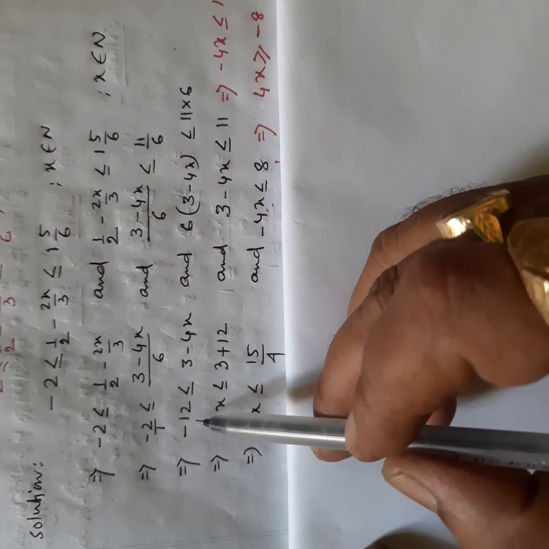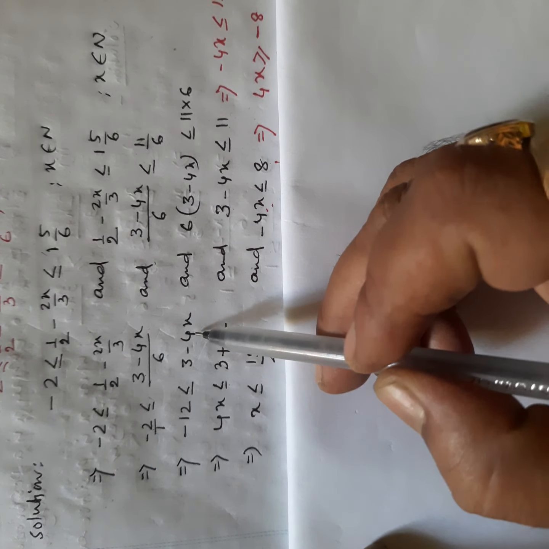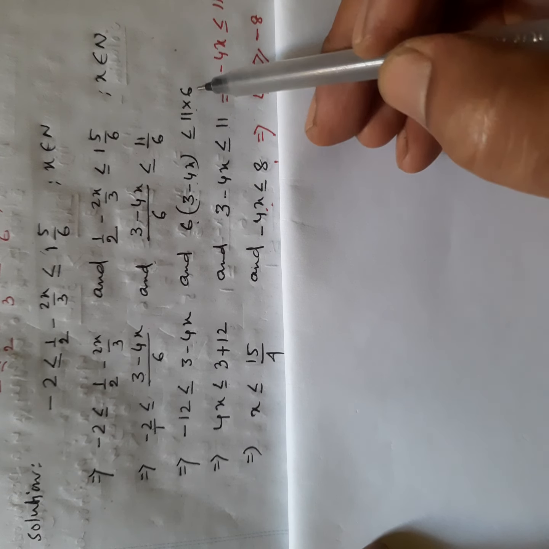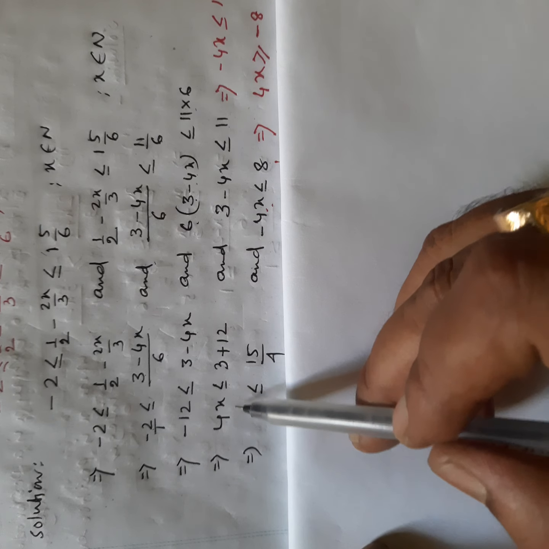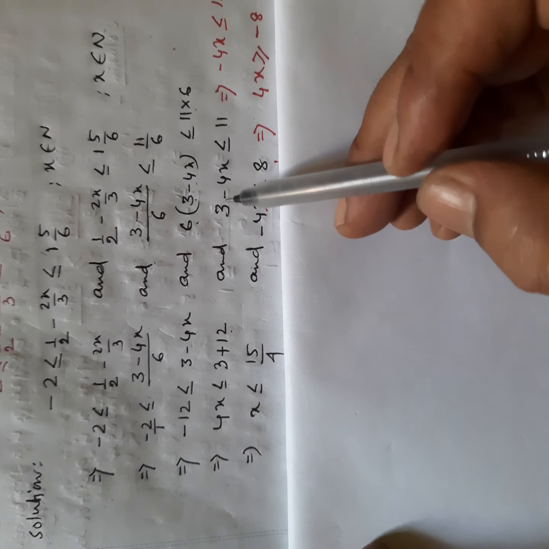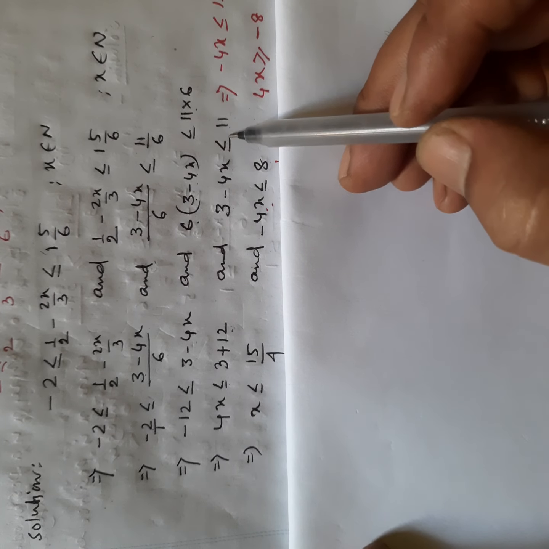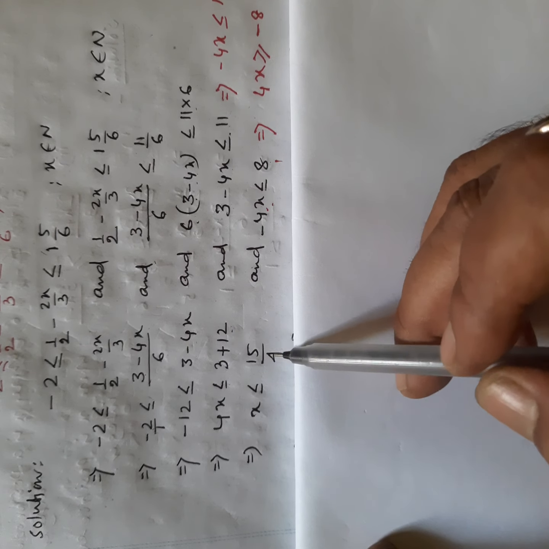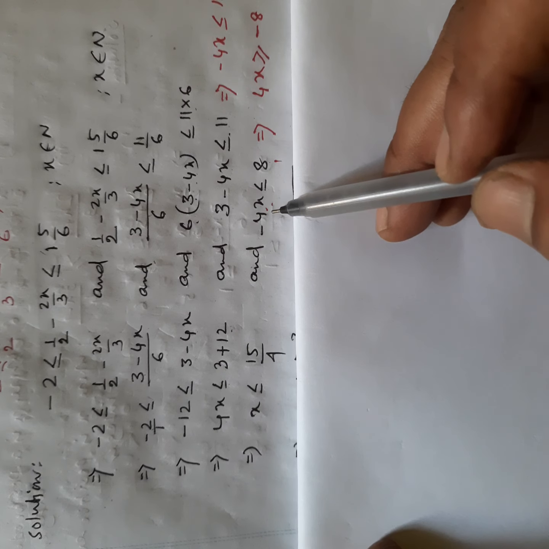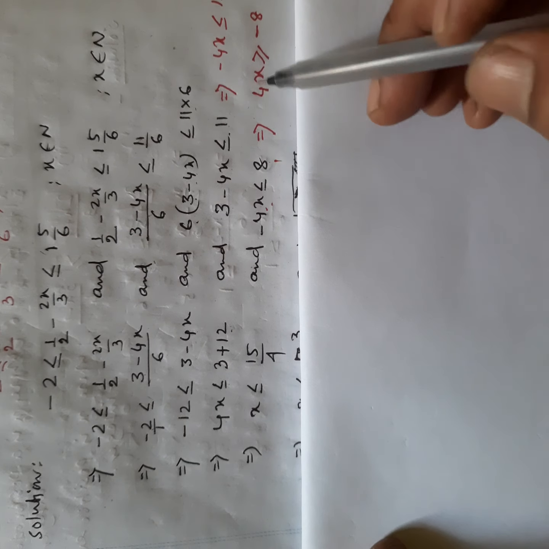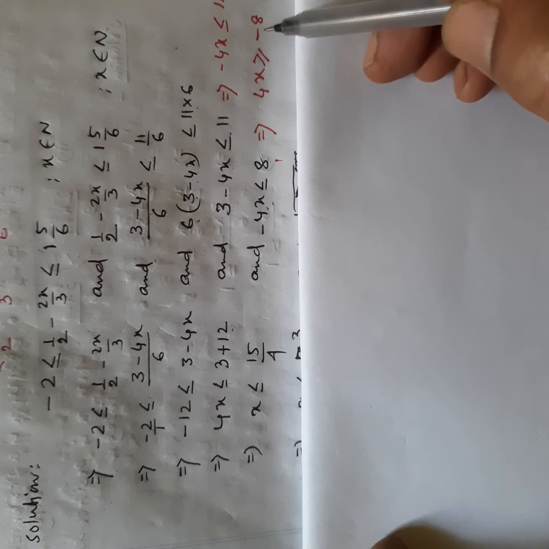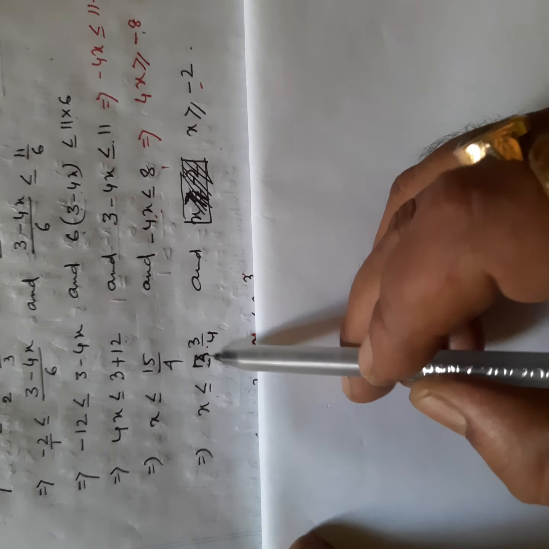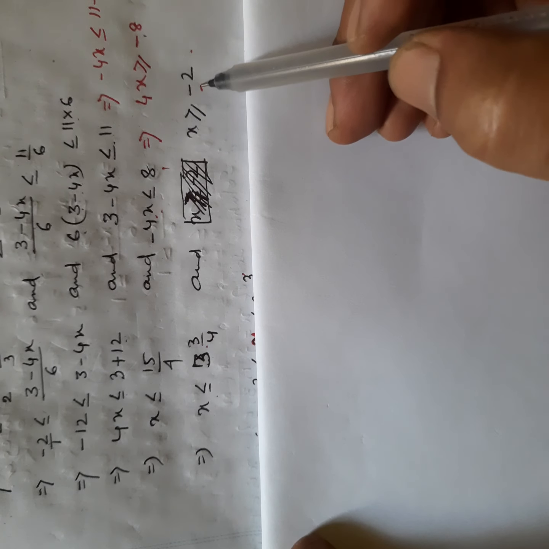This implies that -12 ≤ 3 - 4x and 3 - 4x ≤ 11. This implies that 4x ≤ 15 and -4x ≤ 8. This implies that x ≤ 15/4 and 4x ≥ -8. This implies that x ≤ 3 3/4 and x ≥ -2.